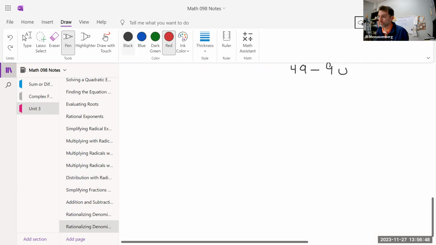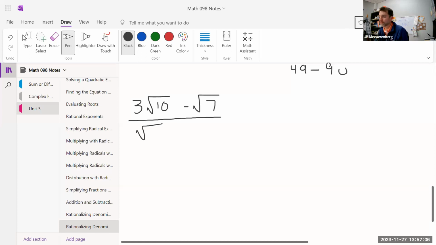So let's look at another one. How about we do this? This will be the last one. 3 radical 10 minus radical 7 over radical 10 plus radical 7. Okay, this one is a little different. You'll notice that I gave you radicals on top and bottom in two terms on top. So maybe pause it and see if you can figure this one on your own. And of course, I will keep going.